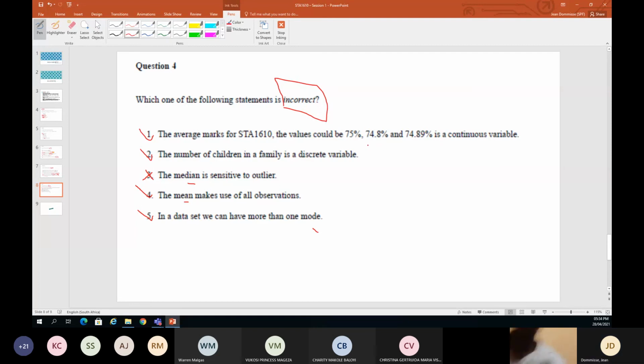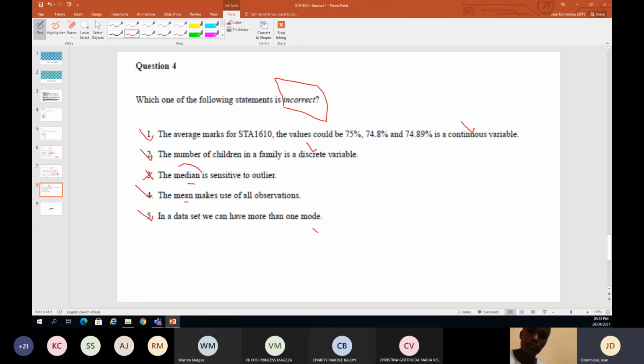75, 74.8, 74.89. Yes, it is continuous. So that is correct. The number of children in a family is discrete: 1, 2, 3, 4, 5. You can't have a 1.5 or 2.9 or any of those kinds of numbers. So you can only have a 1 or 2 or 3. So it is discrete.